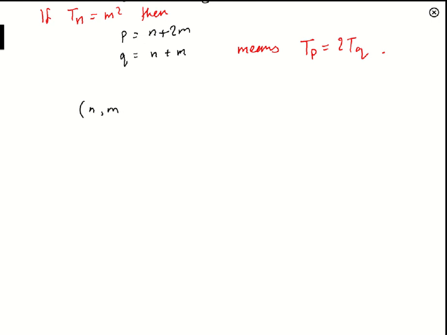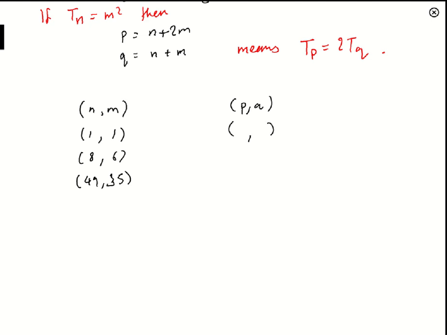Remember, we found 3 square triangular numbers last time. They were 1, 1, 8, 6, and 49, 35. Right, now we're going to find P and Q.